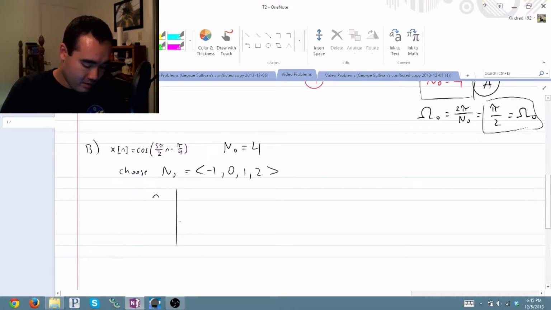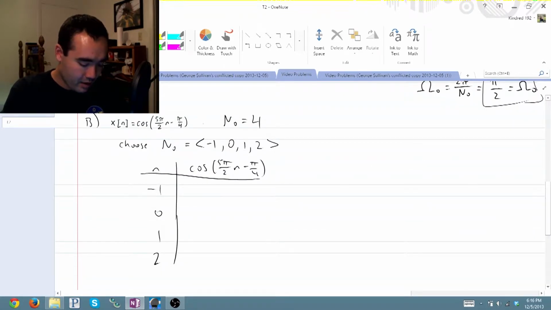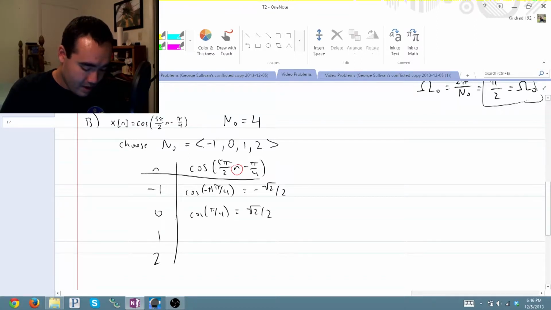So if we go ahead and make a table here, with cosine of 5 pi over 2 n minus pi over 4, starting at -1, 0, 1, and 2. If we plug in a -1 for n here, we end up with cosine of negative 5 pi over 2 minus pi over 4, so negative 11 pi over 4. And that ends up equaling negative square root of 2 over 2. If we put in a 0 there, it's just cosine of negative pi over 4, which is equal to square root of 2 over 2. If we put in a 1, that'll be 10 minus 1, so that's cosine of 9 pi over 4, square root of 2 over 2.